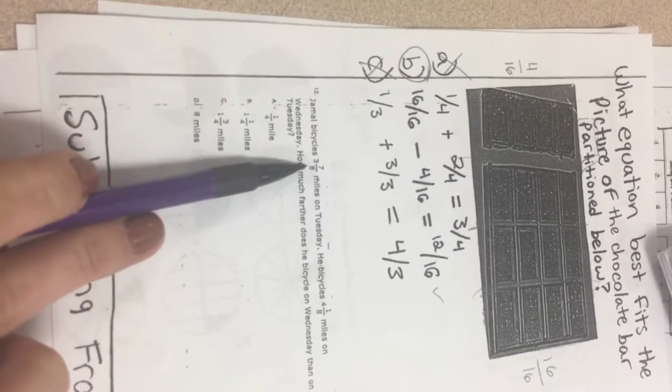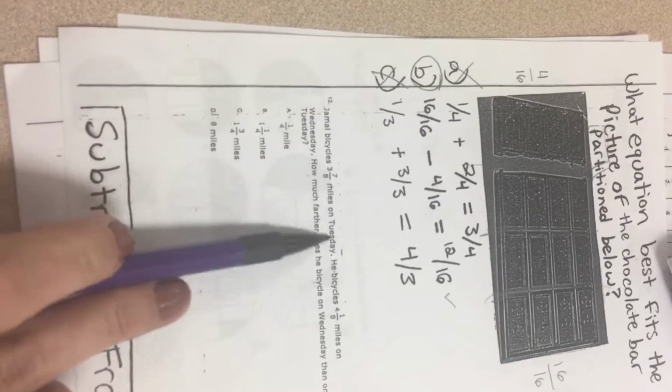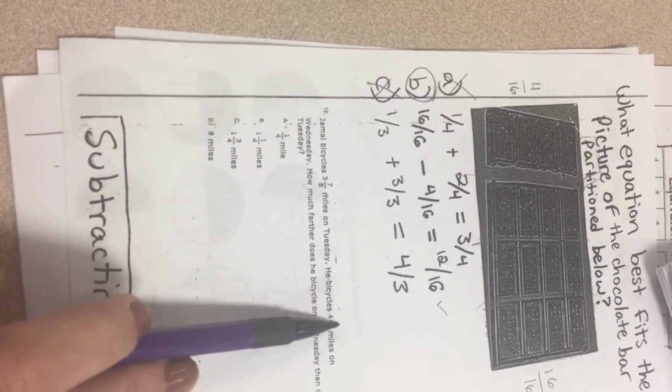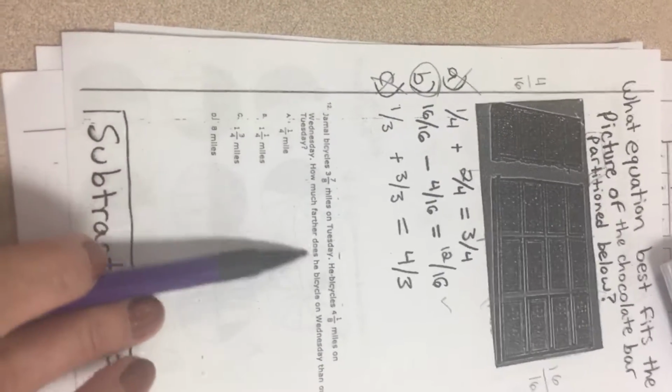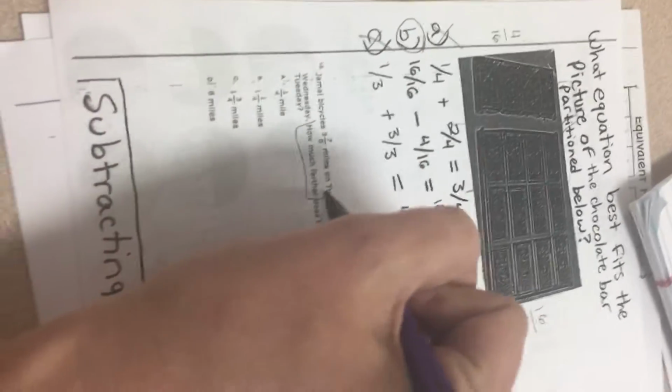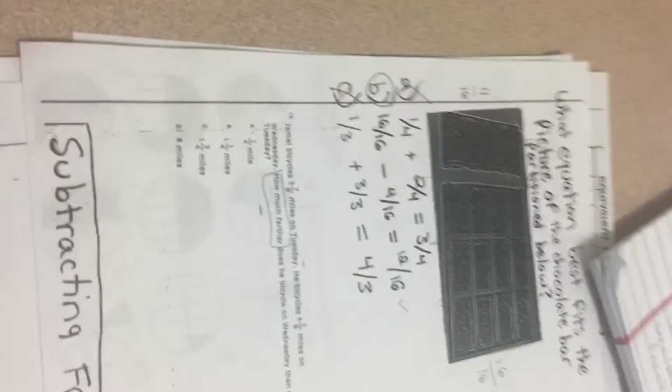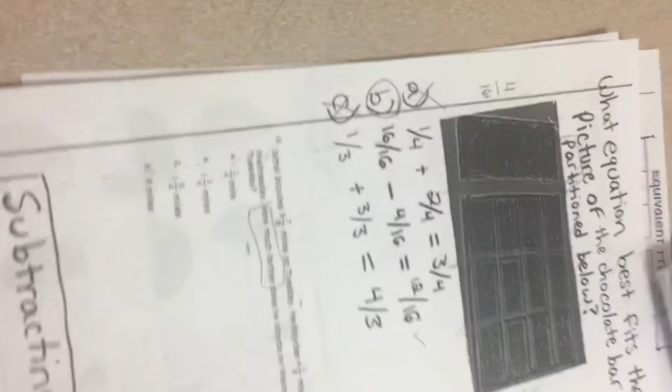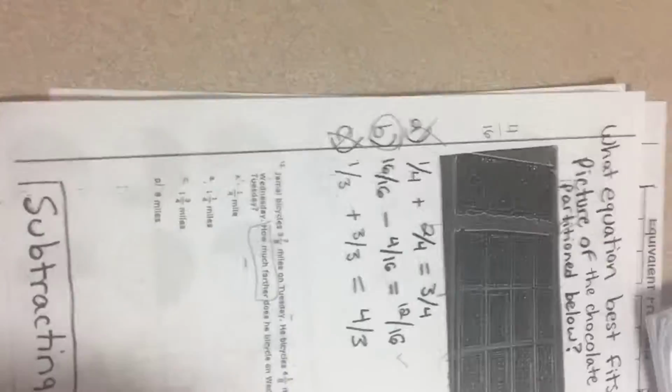Jamel bicycles 3 7/8 miles on Tuesday. He bicycles 4 1/8 miles on Wednesday. How much farther does he bicycle on Wednesday than Tuesday? The key words, how much farther, tell me that I am going to subtract. Well, with this question, I can do my step-by-step model drawing.